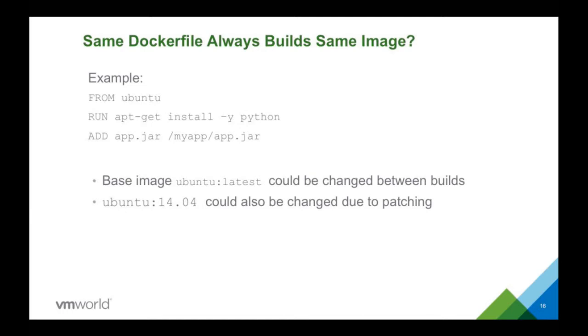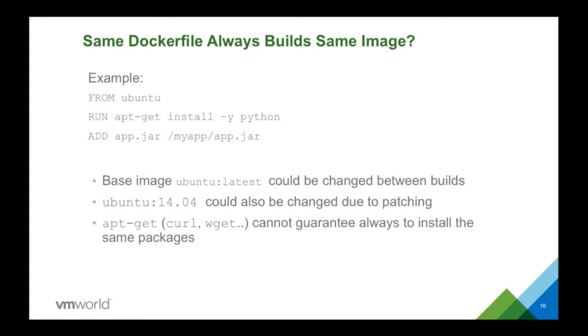Then some people may say, I will specify a tag after Ubuntu, say 14.04. Will that give you identical images? The answer is no, because even 14.04 will evolve over time, as people patch it or add different packages to it. So if you track the history of 14.04, you may not always get the same image. So it is not even safe to specify the tag of Ubuntu.